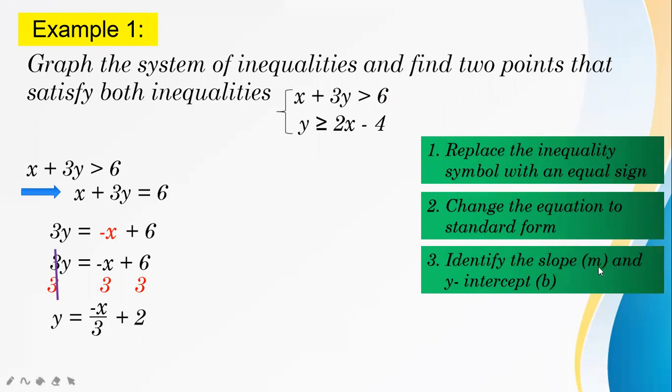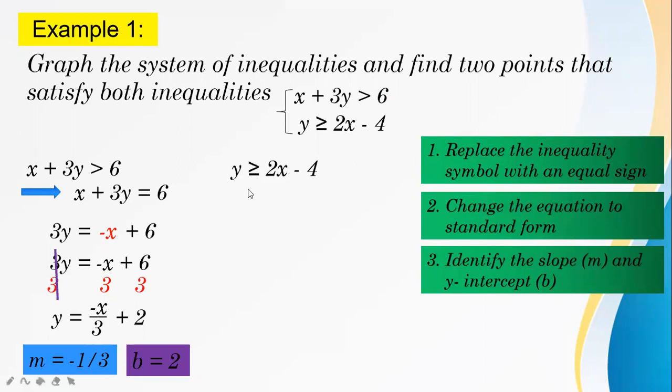Then identify the slope m and y-intercept b. Your m equals negative 1 over 3. So we have a numerical value. The numerical coefficient of x is negative 1 over 3. That will be your m. And b, that will be your y-intercept, equals positive 2. Next, we have y greater than or equal to 2x minus 4. So this is the second equation. Then change this inequality symbol to an equal sign. So y equals 2x minus 4.